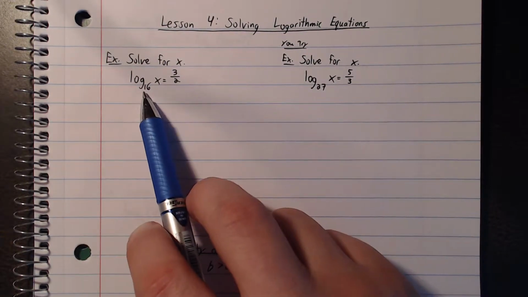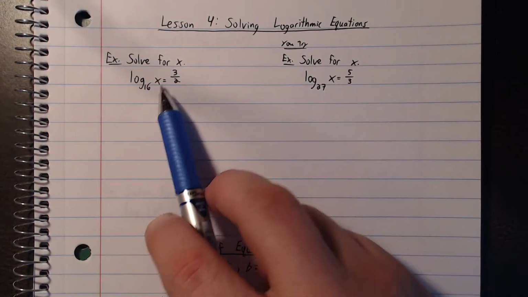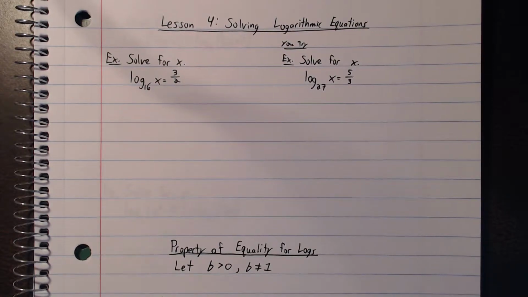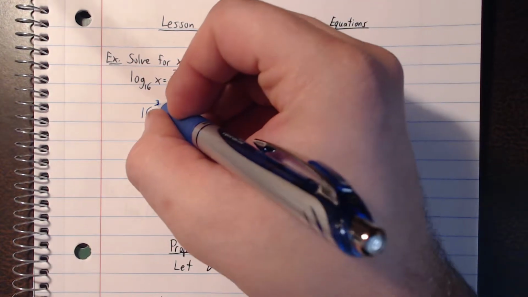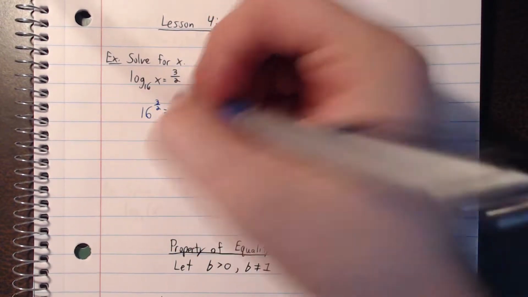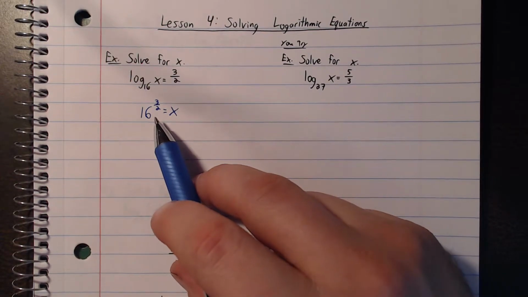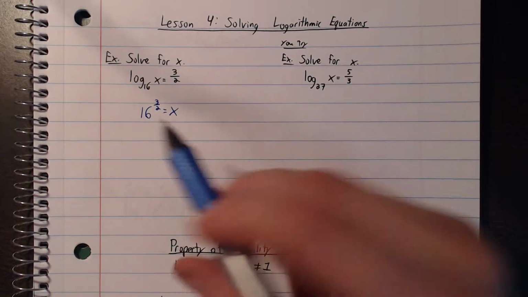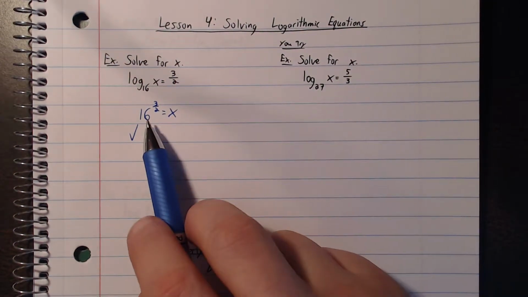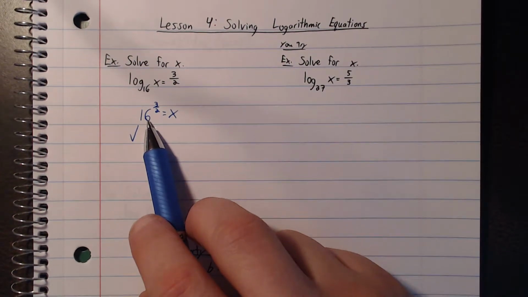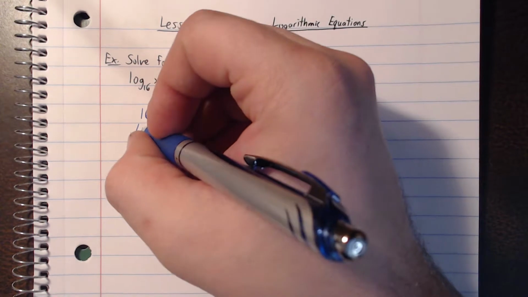But for our first example, log base 16 of x equals 3 over 2. We're going to change this into exponential form. So keep my base of 16. This becomes my power, and this is what it's equal to. We have to remember some of our power rules here. So this is going to be a square root. That's my denominator. Right away, I'm going to change this 16 to 4 squared.